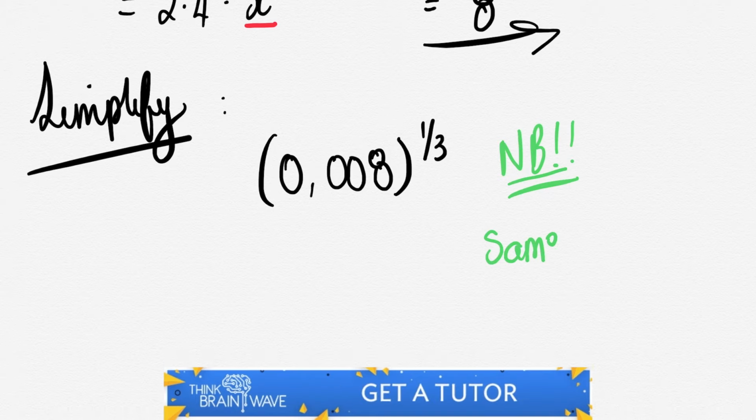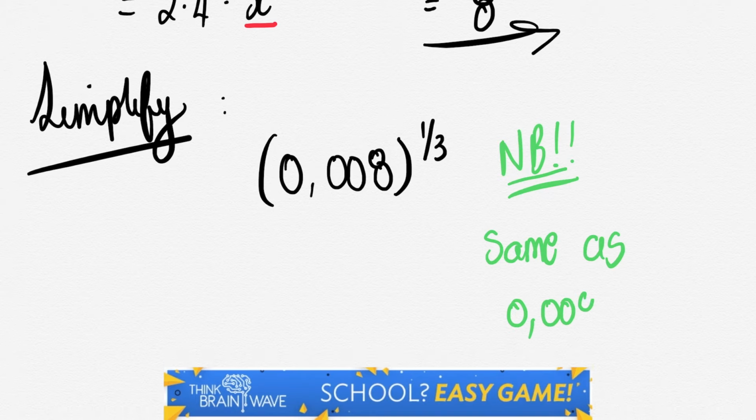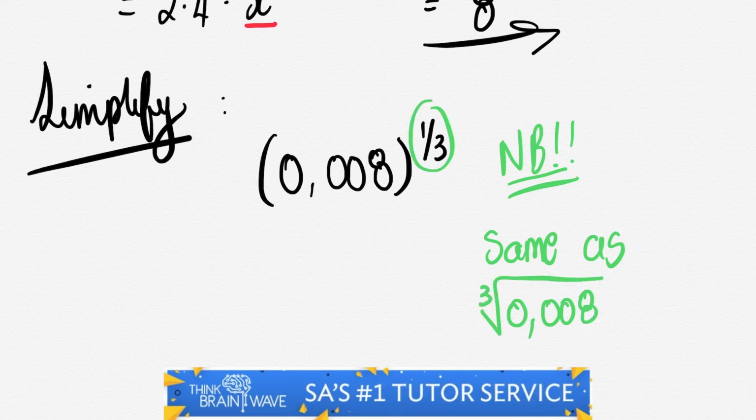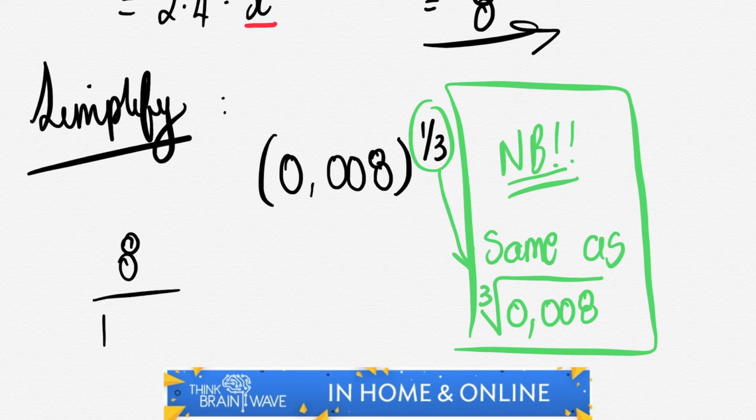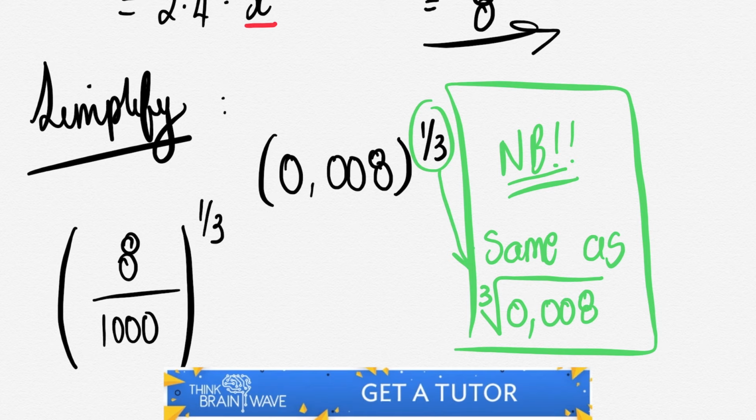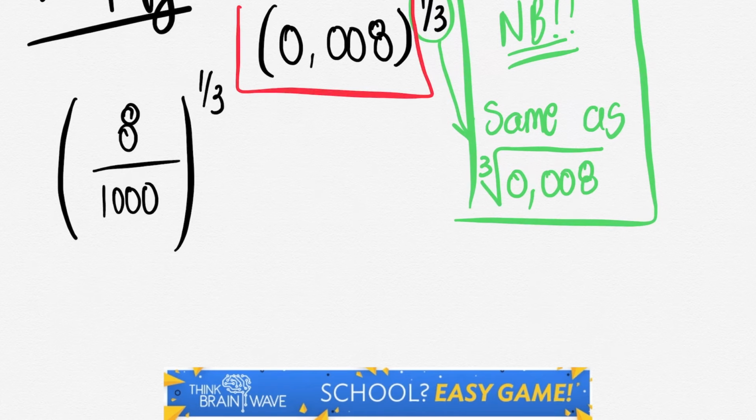We've got 0.008 to the power of a third. This is exactly the same as the cube root of 0.008. So let's get it started. We say 8 over 1,000, which is exactly the same. And we say to the power of a third.